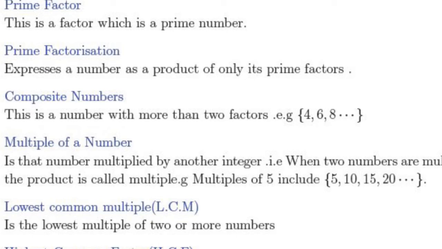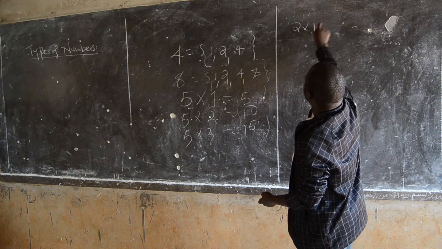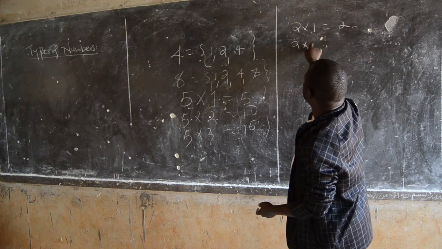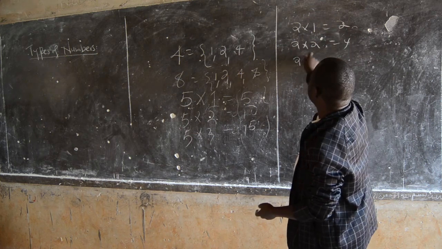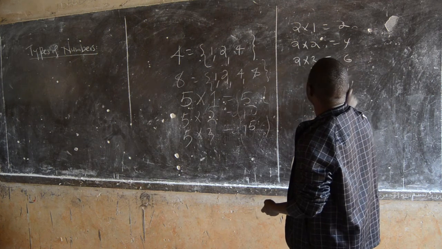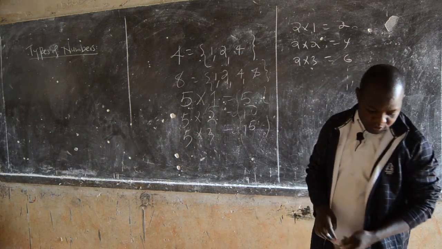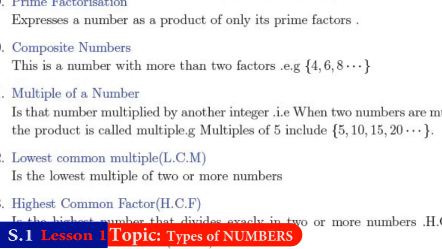If you want to list multiples of 2, so 2 times 1, that is 2. 2 times 2, that is 4. 2 times 3, that is 6. So you go on like that. Those are multiples. So in that case, we have described this, and then we shall look at LCM. We shall look at, in that case, highest common factor.